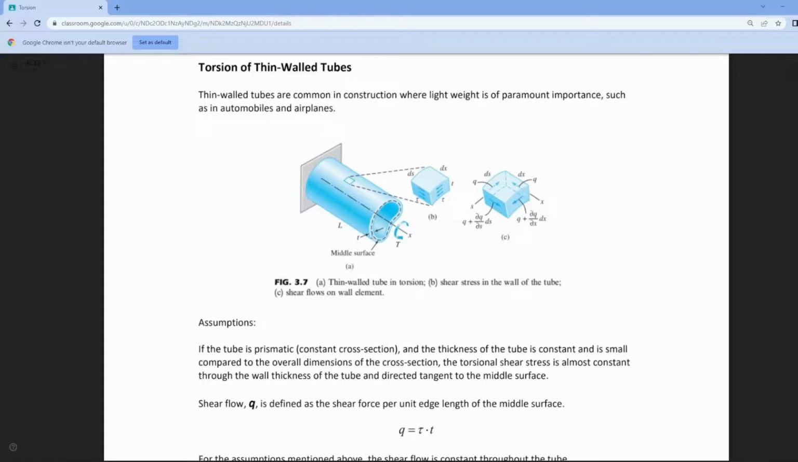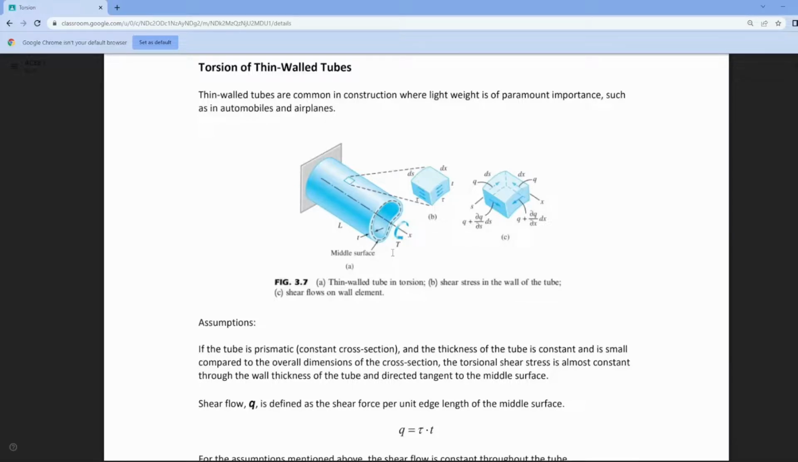Then, what is this broken line? This is the middle surface, the very middle of your tube. So that is the middle surface. We need that later when solving. You also have the length of the tube and, of course, our torque.